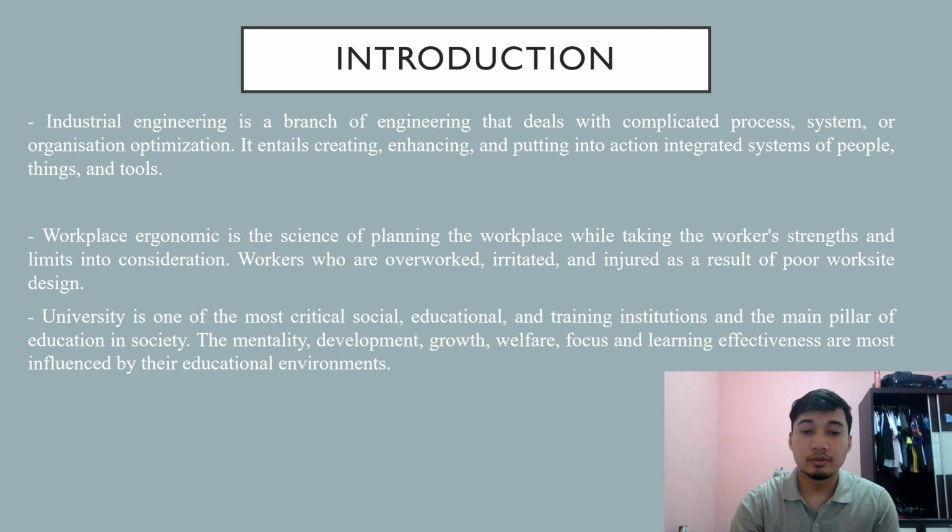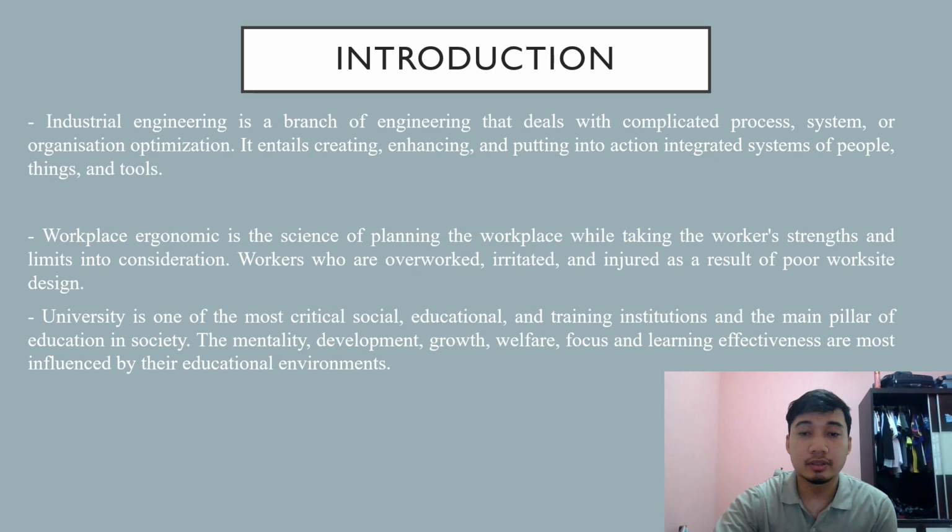Introduction. Industrial engineering is a branch of engineering that deals with complicated process, system or organization optimization. It entails creating, enhancing, and putting into action integrated systems of people, things, and tools. Indirectly, it will lead to cheaper production costs, increased productivity, environment protection, and better quality goods and service. In addition, industrial engineering directly affects how we live our life in a variety of ways, including how engineers manage production, estimate product, and more.